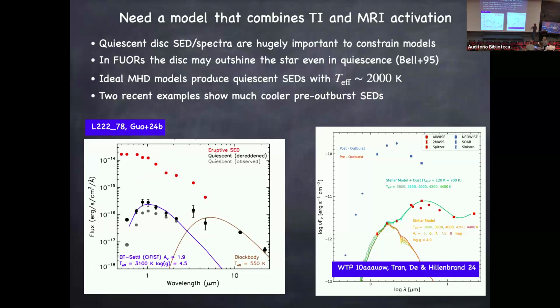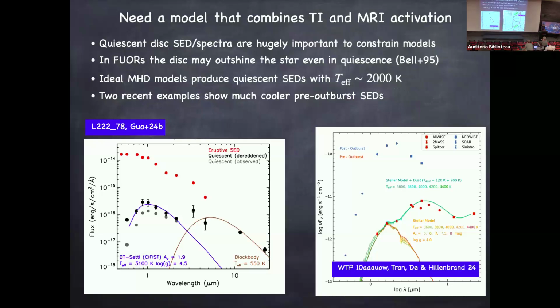So here are two recent papers, two recent systems. This is from Jean et al. and this is from Trond and Hillebrand. What's common to these two systems is that in quiescence, there is some pre-burst data to try and plot SEDs. And what's interesting is that you try and fit this component here with a black body, and the temperature you get is about 600 K there, and I think 700 K here. Okay, and that is very interesting.